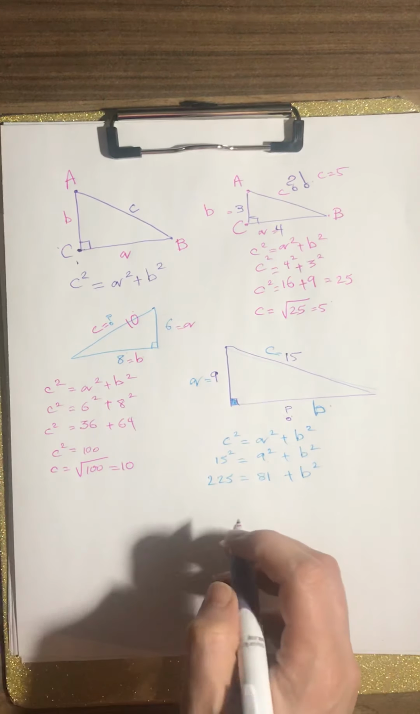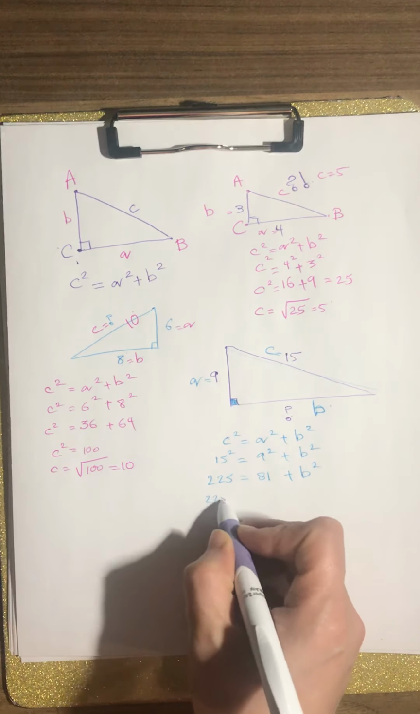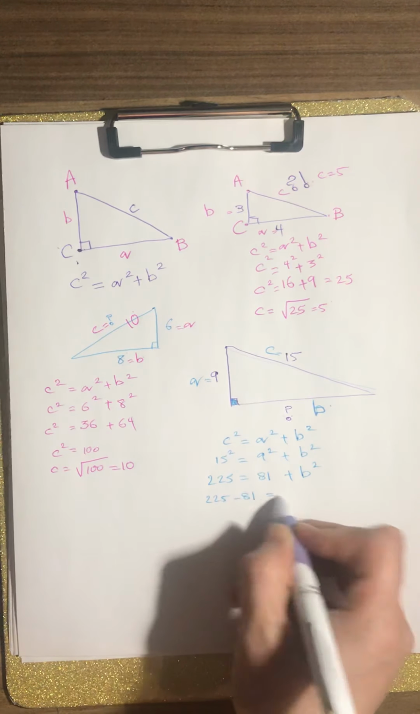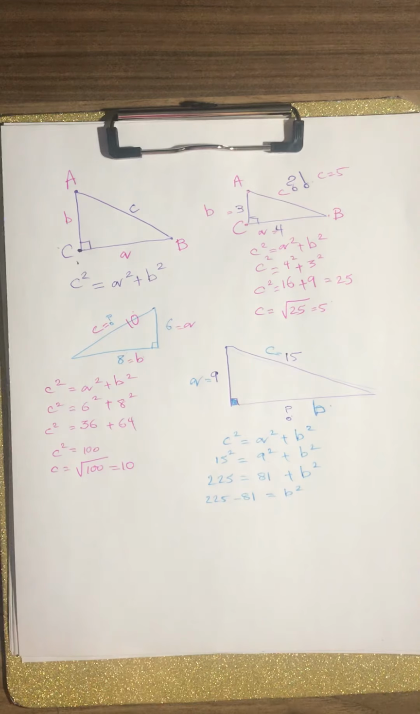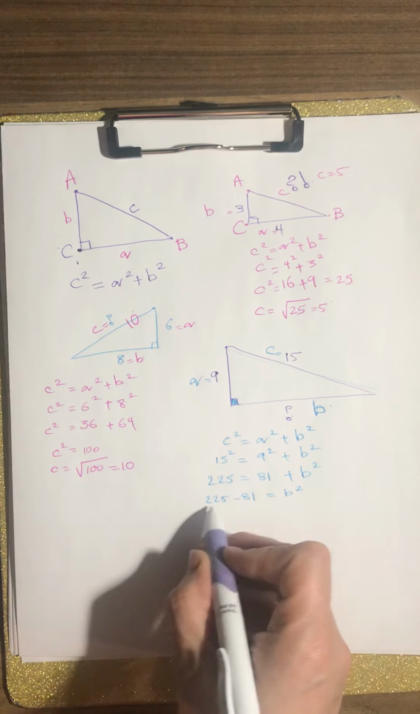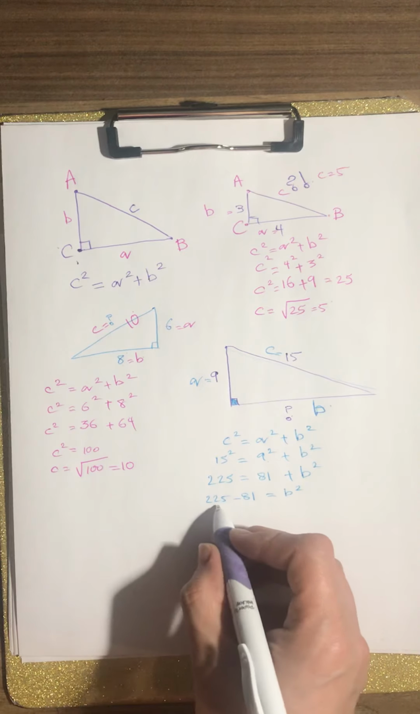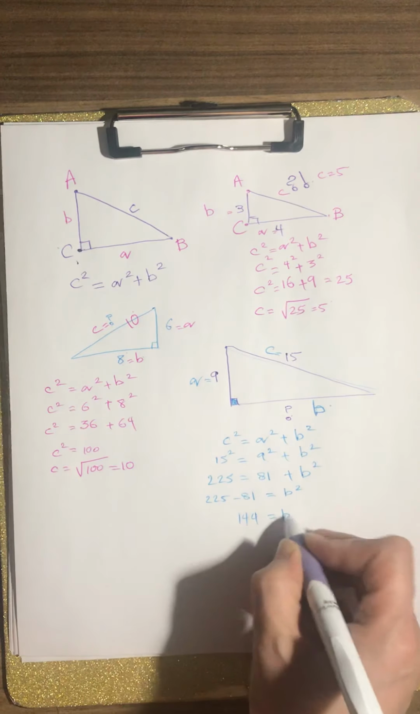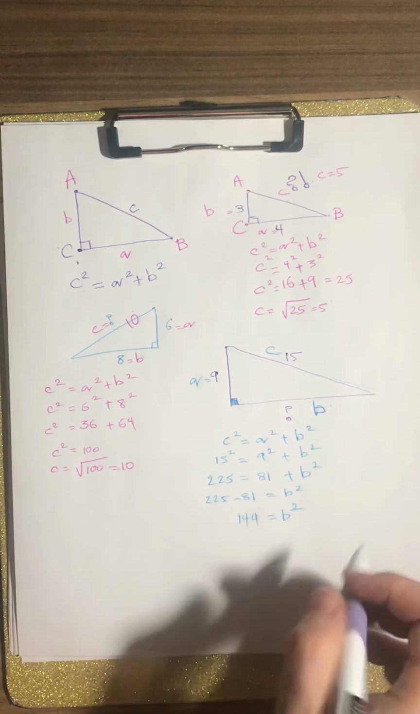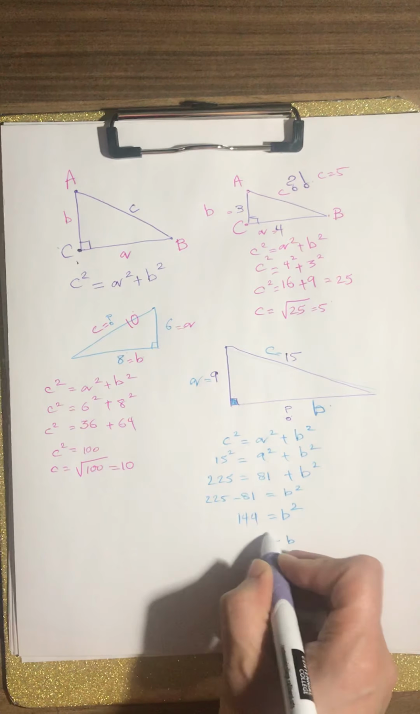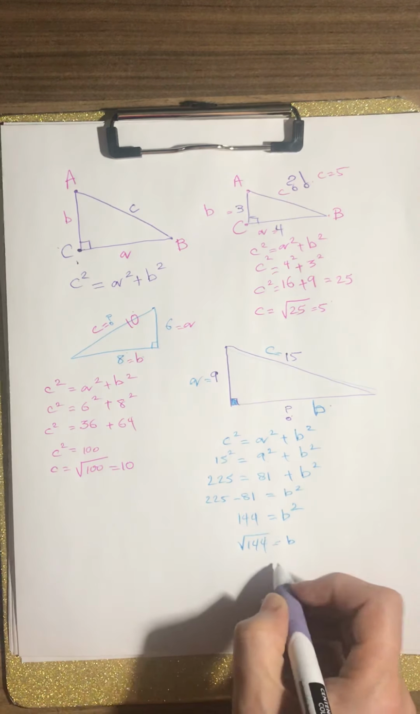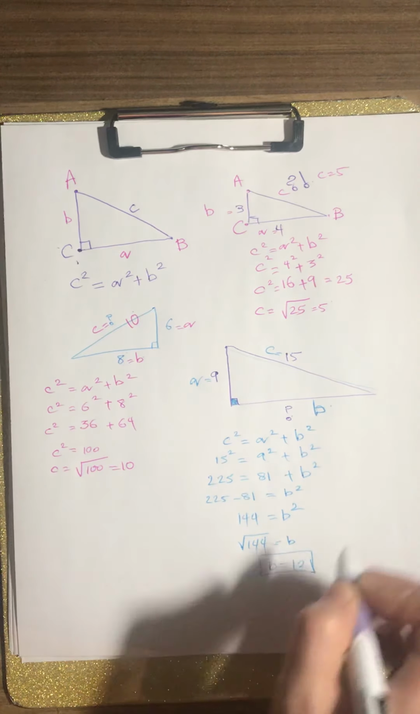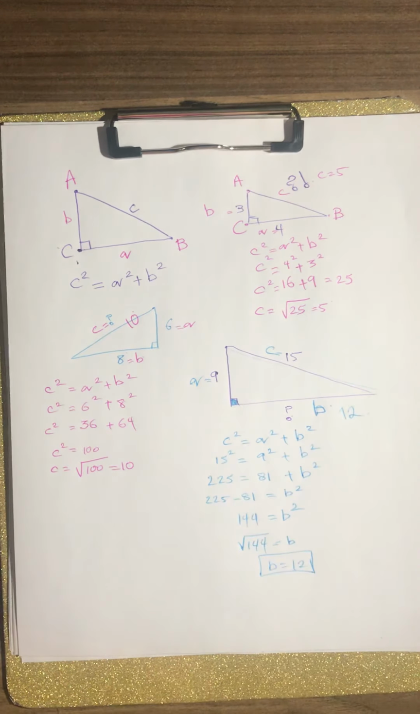Next step, what is the next step? 225 minus 81 equals B2. I do a subtraction. 225 minus 81 is 144. That equals B2. Now how do I find B? So B equals the square root of 144. So B equals 12. Yay, we found it. This is how we find one missing side in a right-angled triangle.